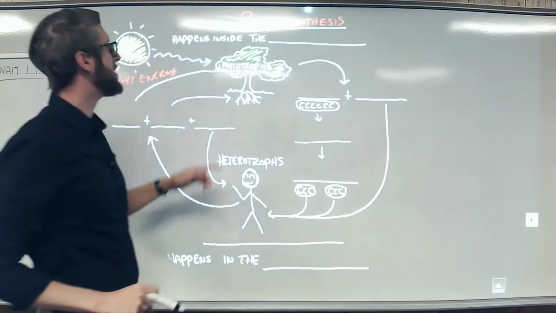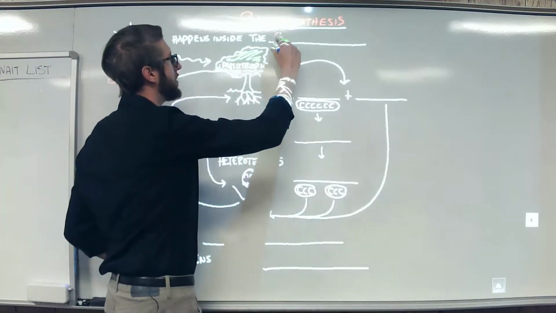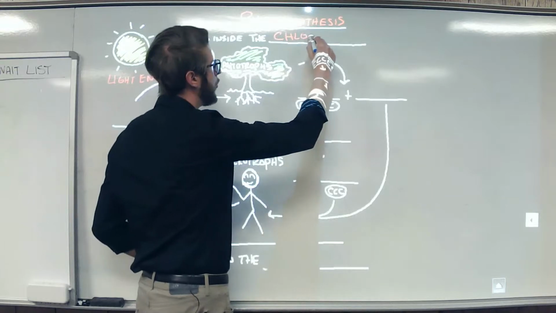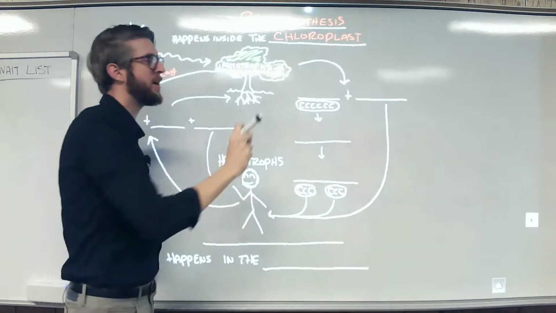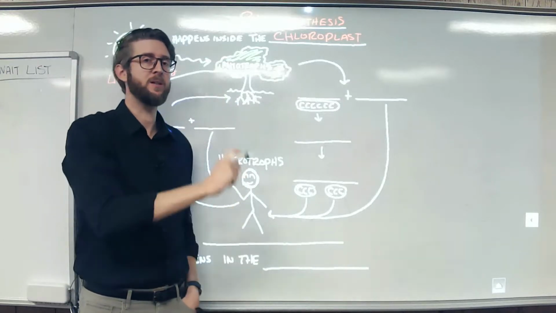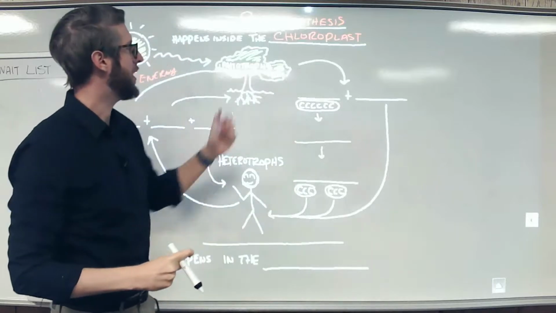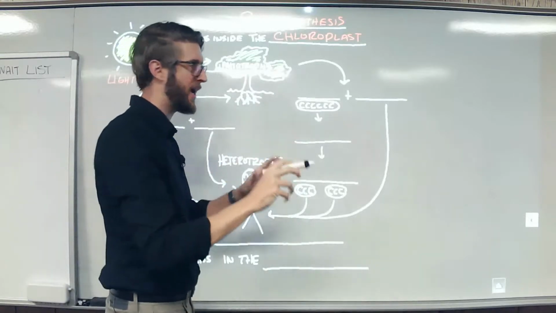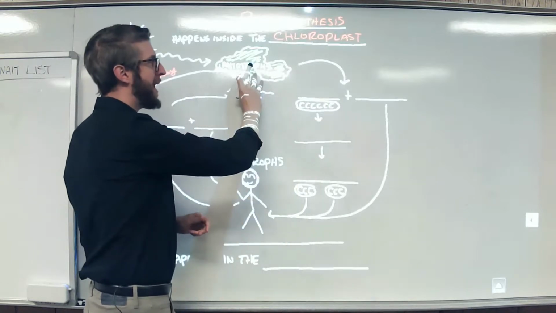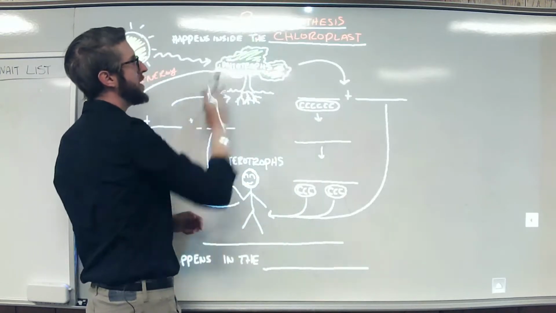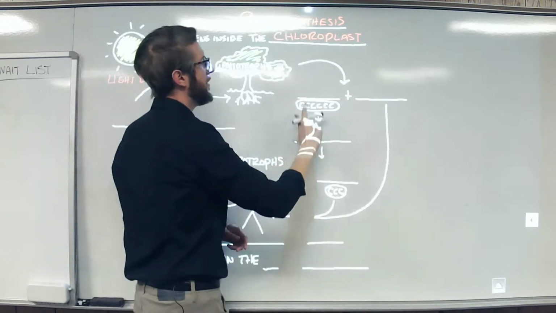And photosynthesis happens inside of an organelle called the chloroplast. So that's where it happens. You need to know where it happens. It's in the organelle that is inside of every plant cell, well, inside of the leaf cells, called the chloroplast. That's where it happens.